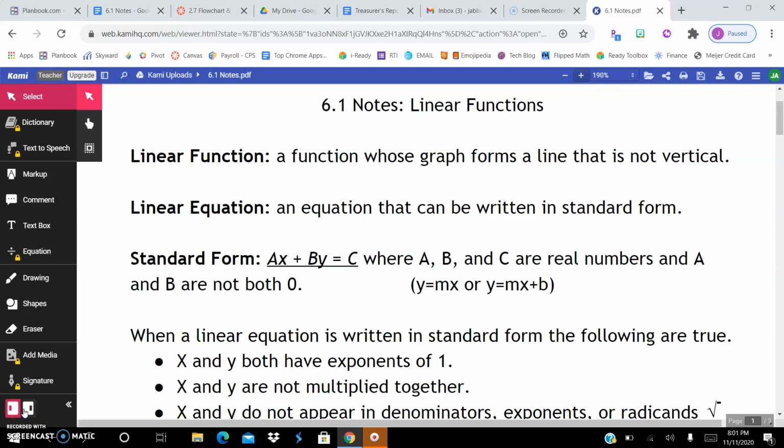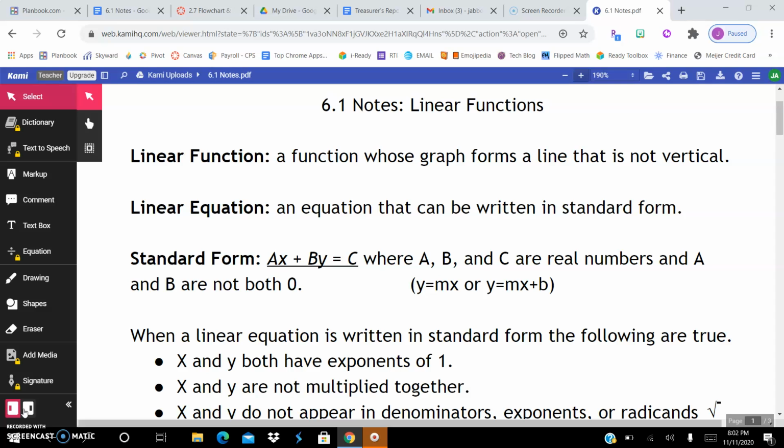All right, moving into Module 6, we are going to start looking at linear functions. A linear function is a function whose graph forms a line that is not vertical. If it is a vertical line, that's a straight up and down line, that's not a function because the x values repeat, and it wouldn't classify as a function, therefore it can't classify as a linear function.